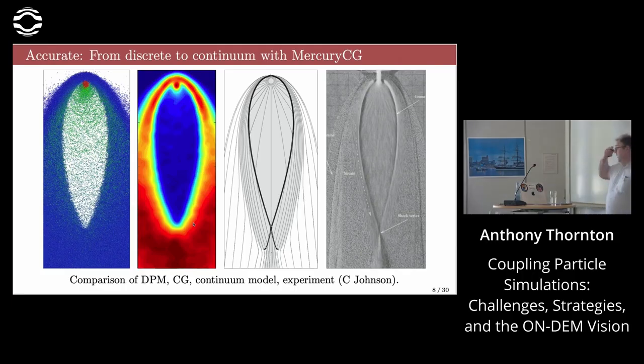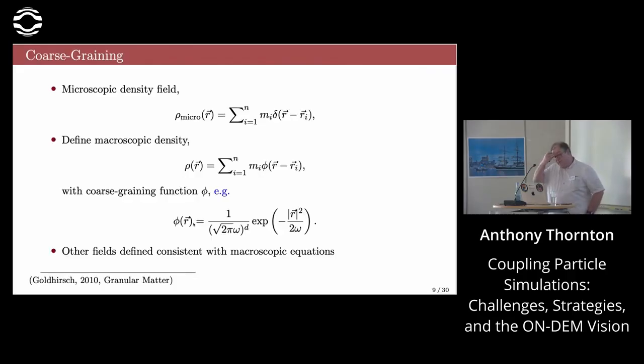So this was always our idea. Can we speed up continuum was our original problem. And there's even an experiment here to prove it. Okay, so how does coarse-graining work?